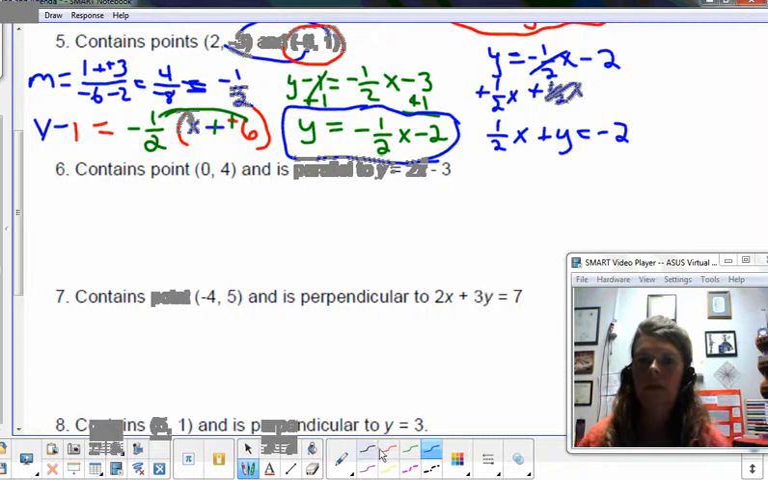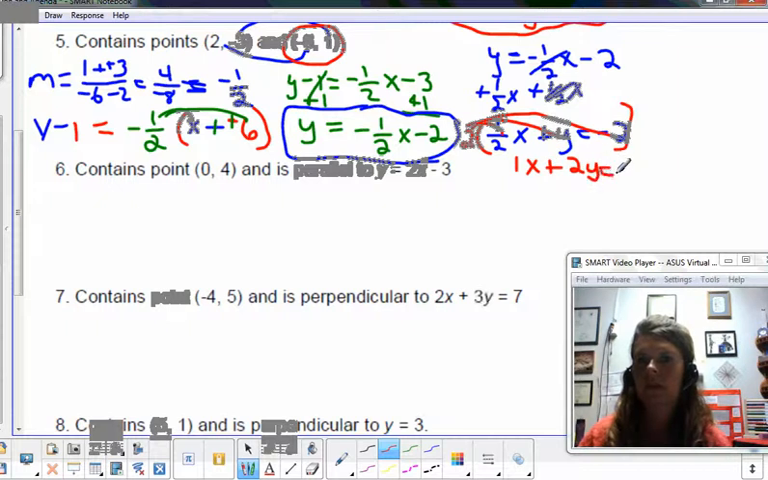Now we have to get rid of that 2 on the bottom, because we can't have a fraction if it's in standard form. To do that, you multiply the whole thing through by 2. We distribute this 2 to everything. So half of 2 is 1, so we get 1x plus 2y equals -4. And you can just drop the 1.